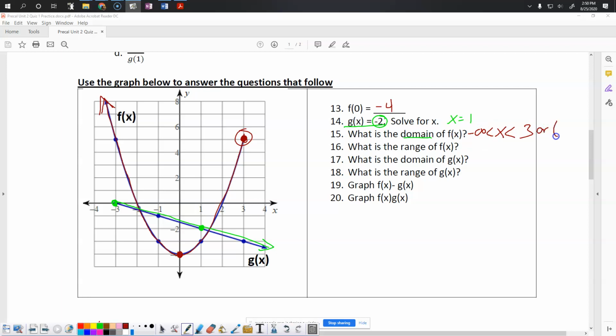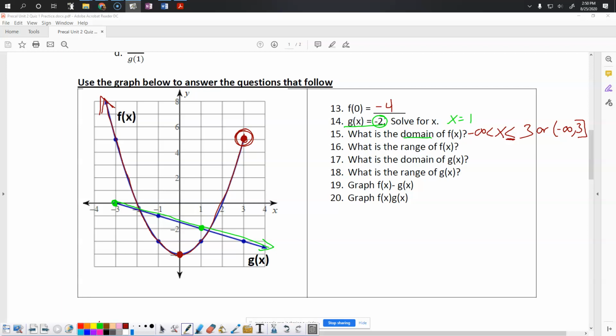Or you could write your answer like, oh, and by the way, since this is a solid dot here, you can have an equals here. But we can't equal -infinity, so we won't put an equal sign on that one. So you can write your answer like this also. Either way is fine.